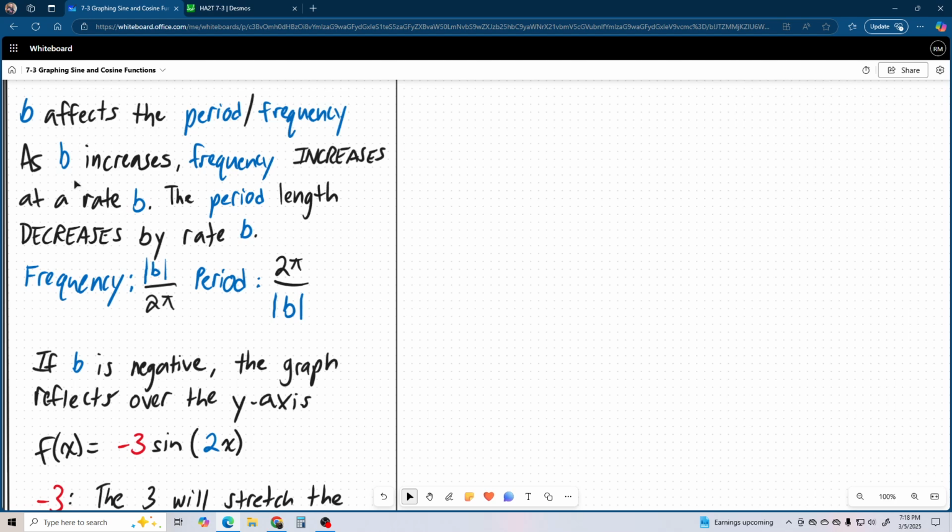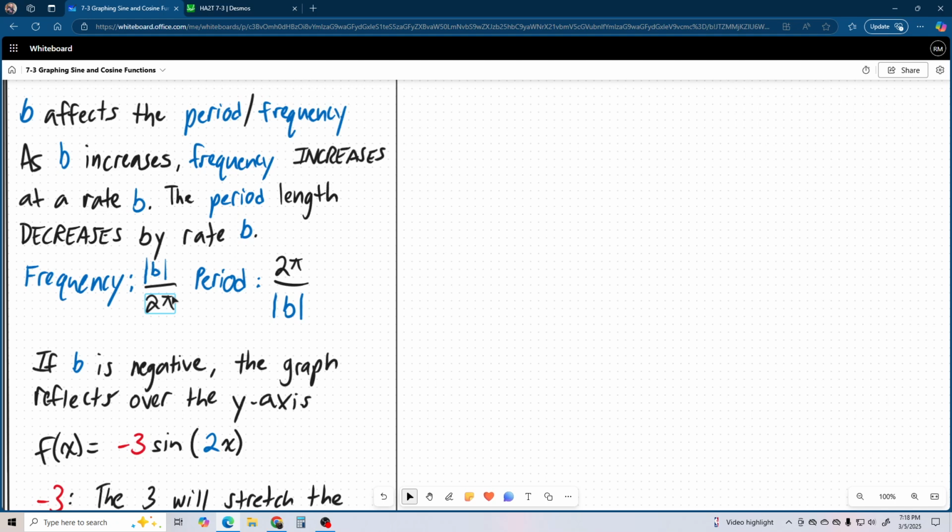So as b increases, the frequency increases at a rate of b, and the period length decreases by a rate of b, right? So here, just look at this more as a formula. The frequency is going to be b over 2 pi, right? So if you think about this, if the period is 2 pi, what we were saying before is that this is happening once every 2 pi. If we increase the frequency, it would happen 2 times every 2 pi, right?